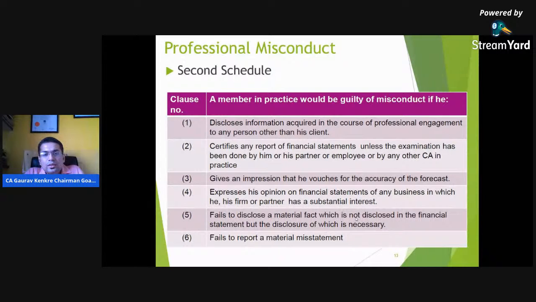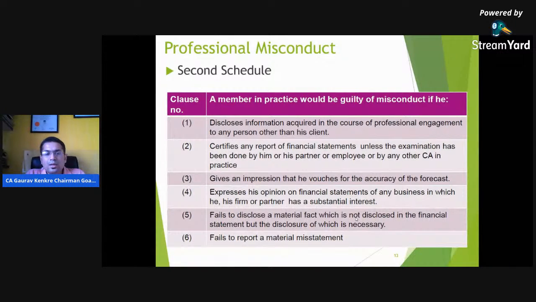If you express an opinion on statements in which you or your partner has substantial interest, of course some kind of conflict of interest is there because of a related party being involved, and of course it is a professional misconduct. If you fail to disclose a material fact which was required but has not been disclosed: very important is, if you find some material fact or some important item which you feel should be disclosed in the financial statement for the reader to know exactly what is happening in that company, then please do so. You may disclose it in the form of notes, notes to accounts, or notes to audit report, etc. But if you do not, then it will be a professional misconduct.